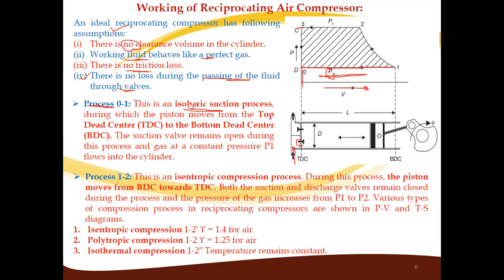So this is an isobaric suction process during which the piston moves from top dead center to bottom dead center. In this condition, the suction valve is open during this process, and the gas, or we can say air, at constant pressure P1 flows inside the cylinder. That is at atmospheric pressure mainly. If it is an air compressor, the atmospheric air gets filled inside this cylinder. This is called the first process.